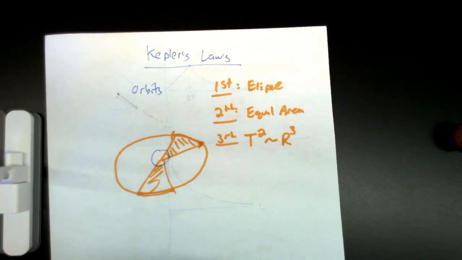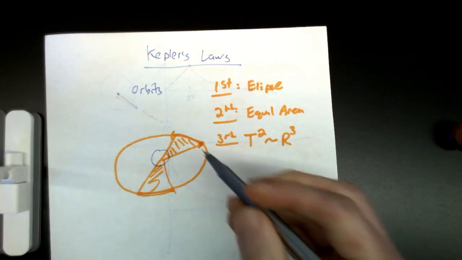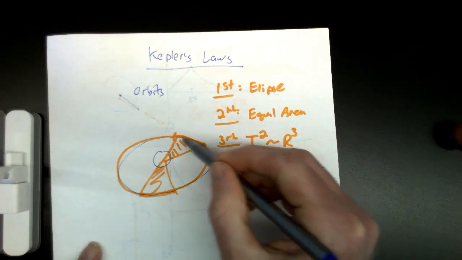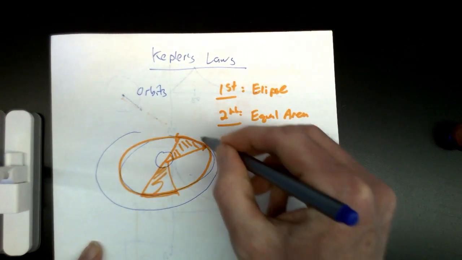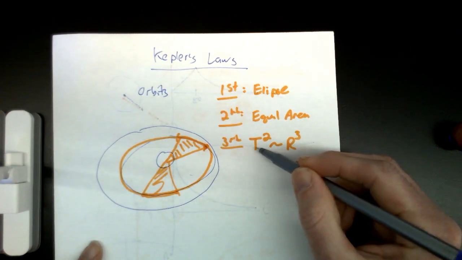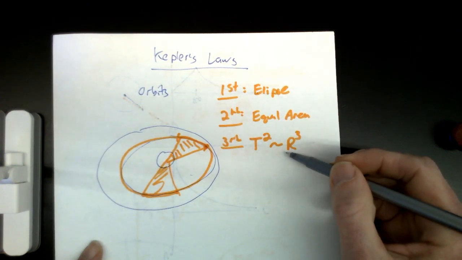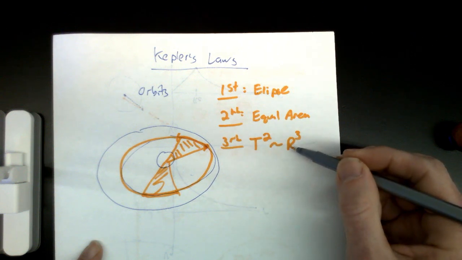So what that means is that however much time this whole orbit takes to go around is going to be proportional to the radius. So if you had a bigger orbit further away, then it's going to take more time to go around, but they're not linearly related. In fact, it's this weird T squared equals R cubed kind of thing.